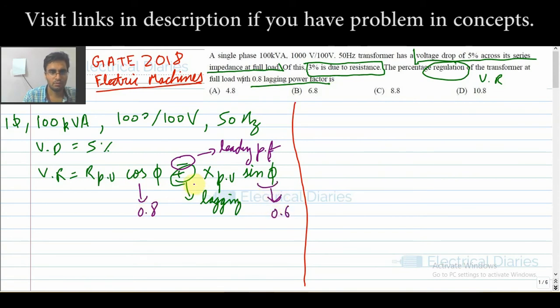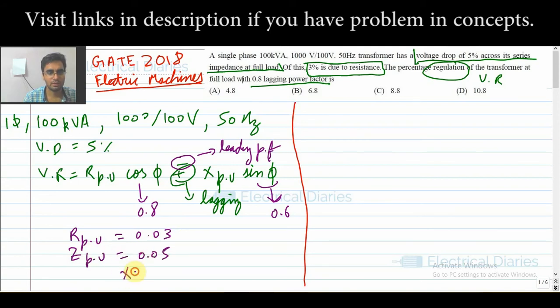Now you must know that R per unit is also given, that is 3% is due to resistance. You should remember that R per unit is the per unit full load voltage drop across the resistance, X per unit is the per unit full load voltage drop across the reactance, and similarly Z per unit is the full load voltage drop across the total impedance. If you know these concepts, then you can easily tackle this question. So R per unit is given to us, that is 0.03. Always remember, you never use percentage values. And Z per unit is given as 0.05.